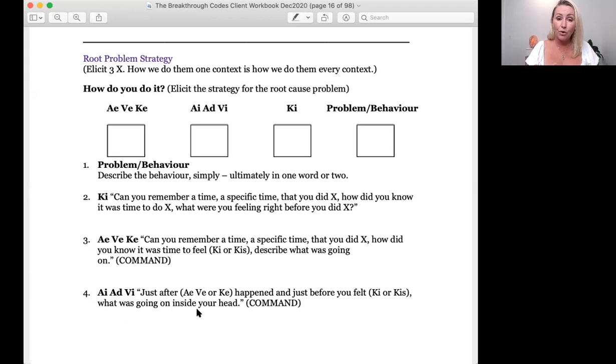command tone is really, really important because you're acting as that authoritarian figure, taking the place of their conscious mind, for their unconscious mind to listen to and to respond to you.